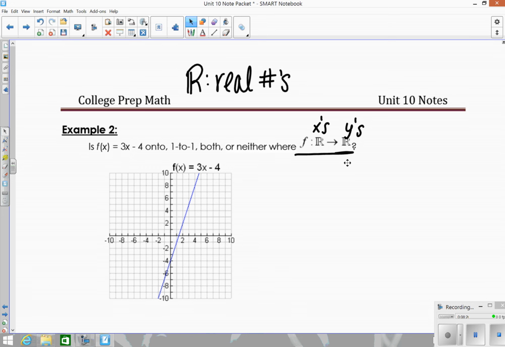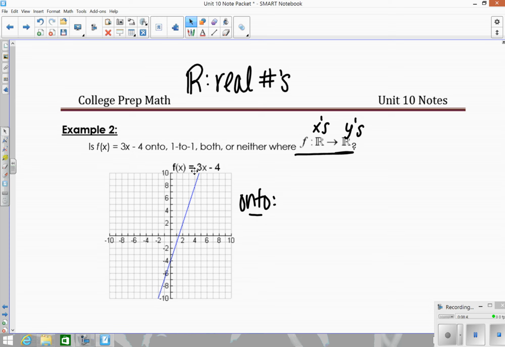So it's asking you, is it 1 to 1, onto, both, or neither on this real numbers to real numbers mapping? So if we're trying to decide onto, let's start with that. We have to ask yourself, is it onto? So basically, is every dependent variable or every y value being used?